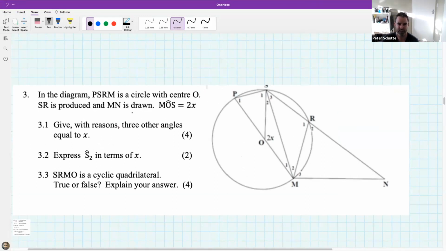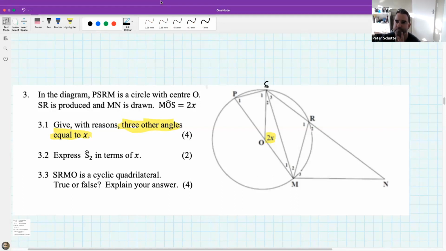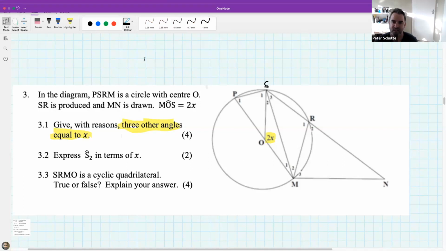So 3.1 says, in the diagram, PSRM is a circle with center O, and MOS, which is this one here, is 2x. Give with reasons 3 other angles equal to x. So see if you can find me 3 other angles equal to x in this drawing. And if you feel generous, give us some tips in the chat to help us along.